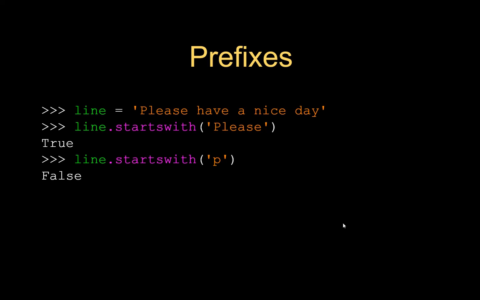Prefixes. Here we have another method which is called startswith. We have our string assigned to line. We say line.startswith('Please'), and because this string starts with Please, the output is True. We do the same thing with a small character p, but because our string starts with a capital P, the result is False. So our string does not start with the small character p.